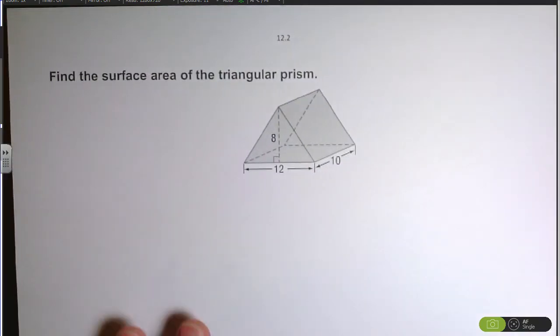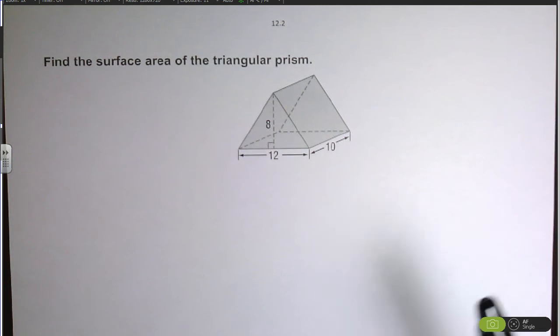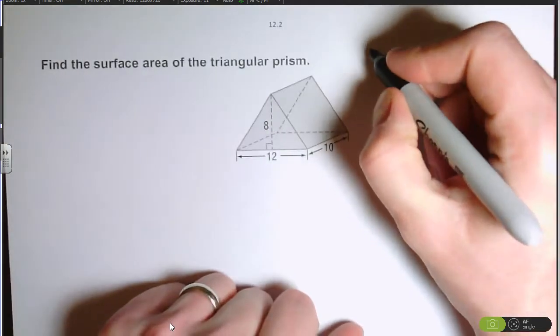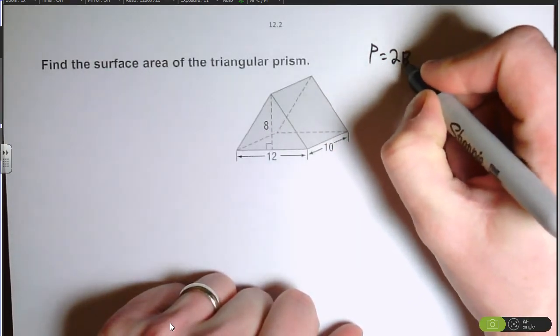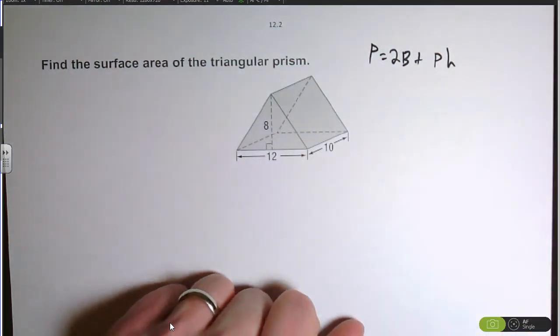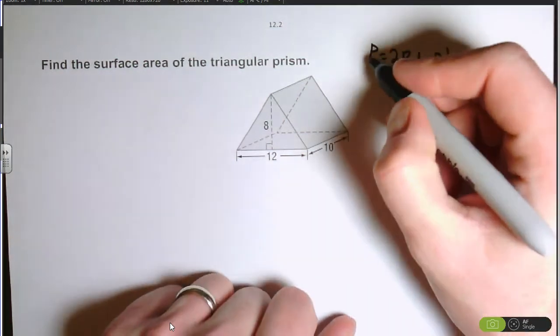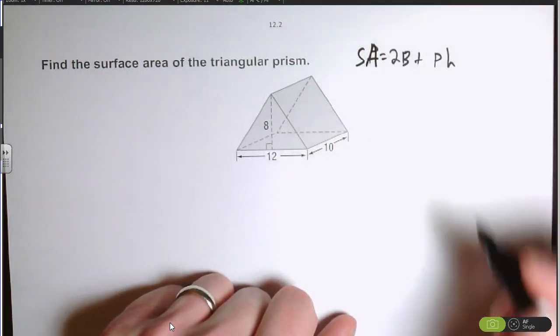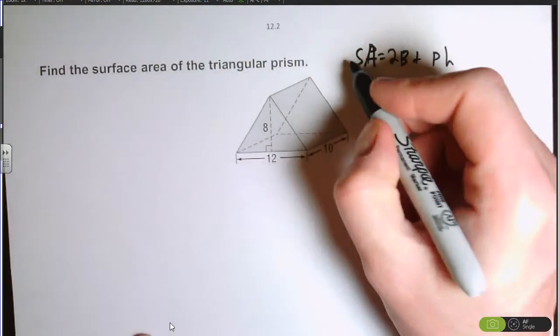All right, so the first thing that makes this one easier is we are still going to use the formula: total surface area equals 2 times the area of the base plus the perimeter of the base times the height. Sorry, not perimeter, surface area. We'll do the total surface area, so TSA.